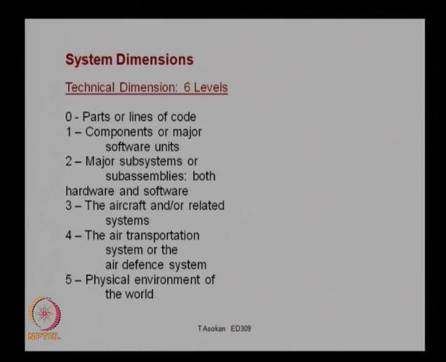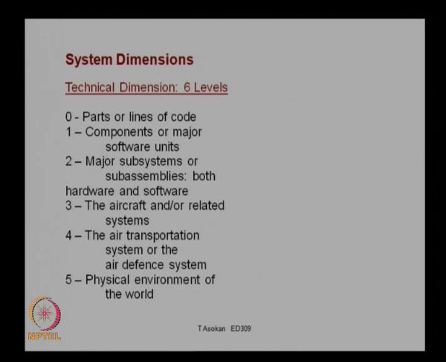Then the next level is the components or major software units. If you have the main components of the system, that becomes the first level dimension, or the major software units in the case of software. The third level is the major subsystems or subassemblies. You will have many subsystems or subassemblies in a system, and that becomes the third level of the system. But in the case of software, the next level is where you have subgroups, or particular groups of software which carry out a specific task.